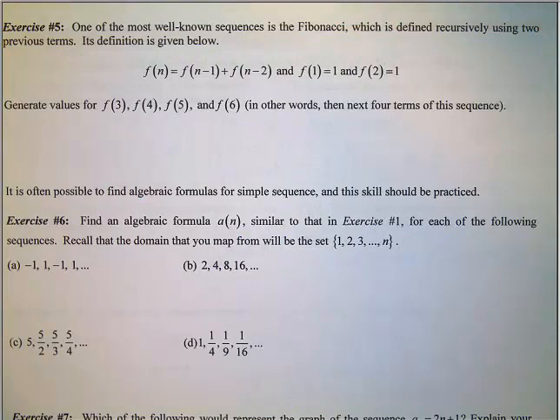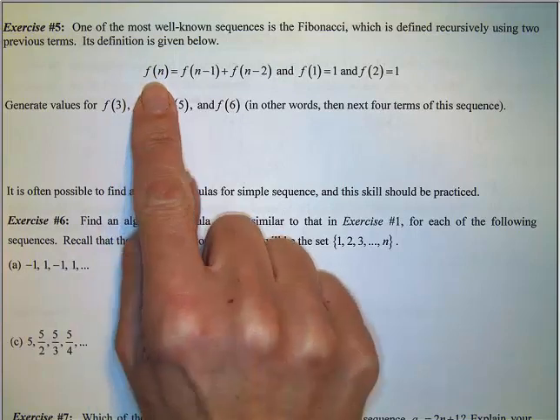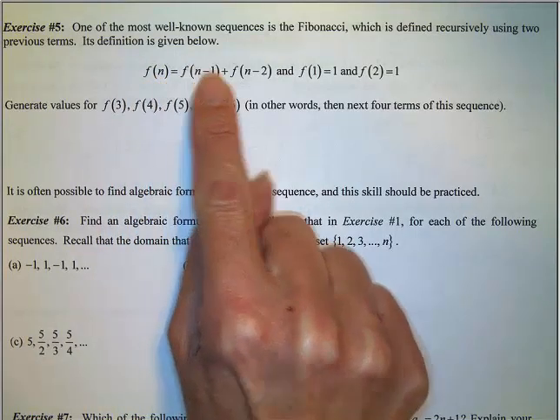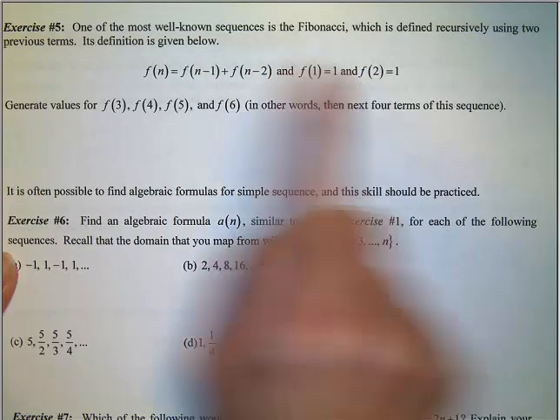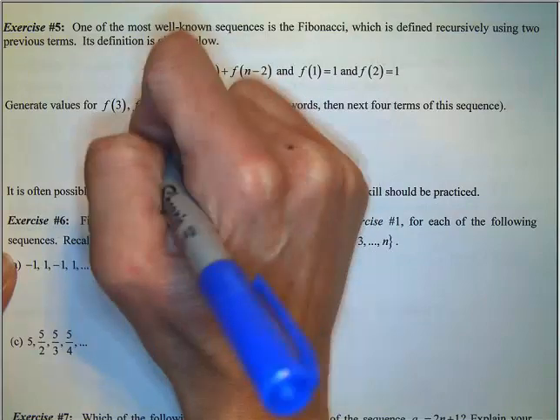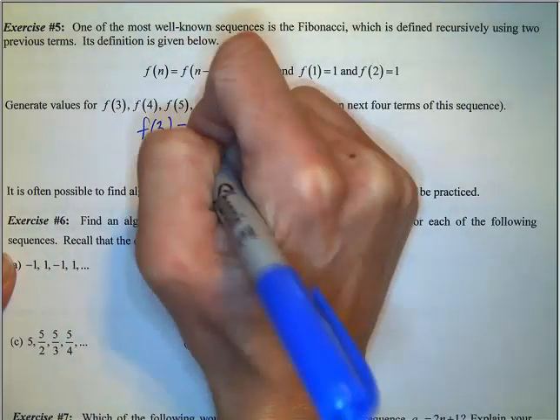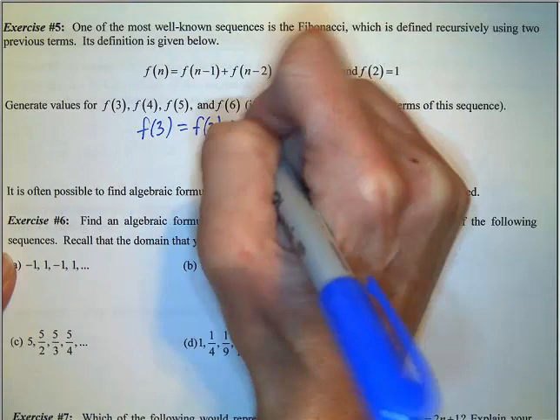Exercise 5. One of the most well-known sequences is Fibonacci, which is defined recursively using 2 previous terms. Its definition is given below. F of n equals f of n minus 1 plus f of n minus 2. So what that means is, say the fifth term equals the fourth term plus the third term. They gave us the first and the second term. So that means the third term, f of 3, equals f of 2 plus f of 1.